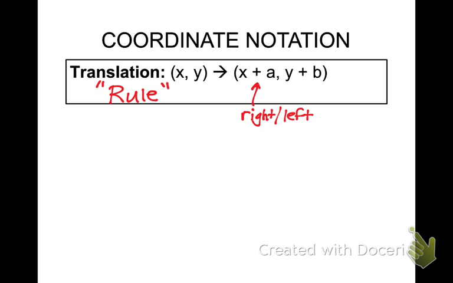Your b is on your y-axis. Please excuse the interruption. Y-axis is up and down. So my y is affected by whether I'm going up or down. If this were a plus, would I move to the right or to the left? To the right. If this was a minus, I would move to the left. If this was a plus, would I go up or down? Up. If it was a minus, then I would go down. Good.